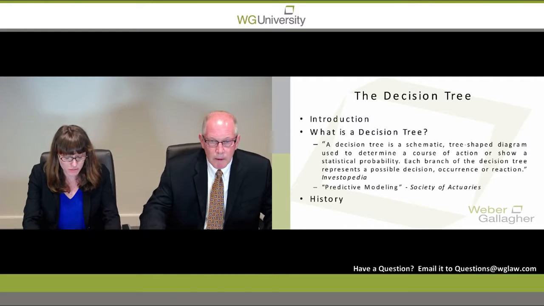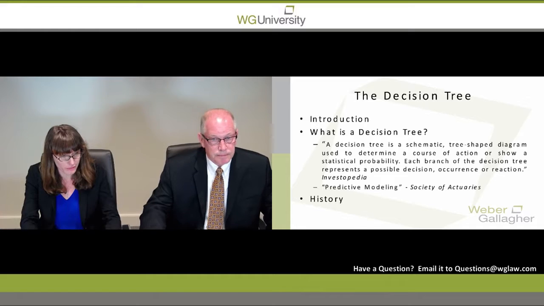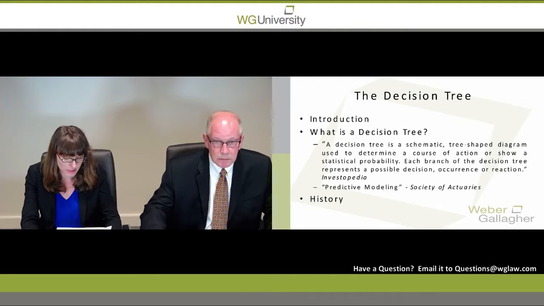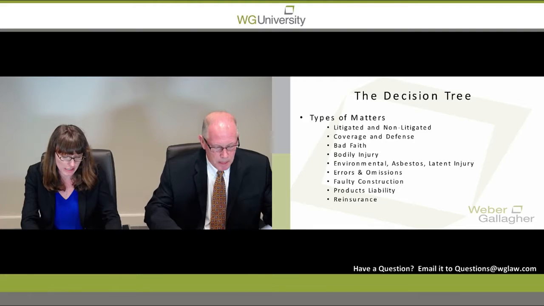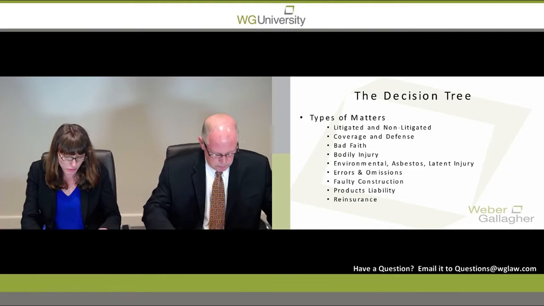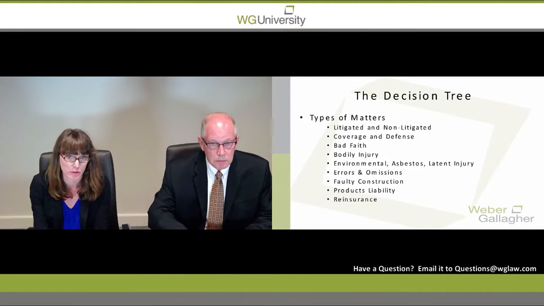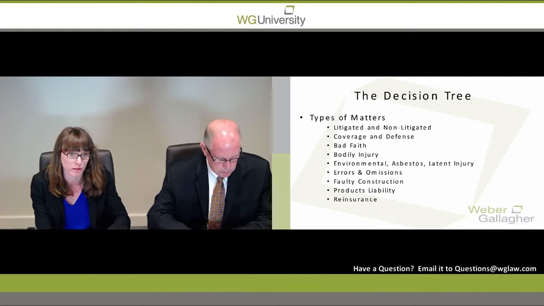The decision tree can be used in all sorts of arenas: in litigation, non-litigation, coverage and defense, bad faith, bodily injury, environmental claims, errors and omissions, faulty construction, products liability, and reinsurance. So it can be used in a wide variety of claims, and it's not just limited to the claim Tim just referenced where it's a large environmental loss. It really has legs and can be used in a variety of ways.